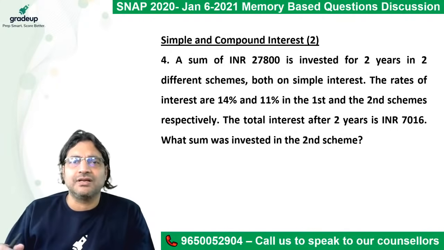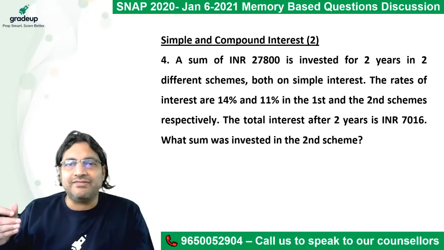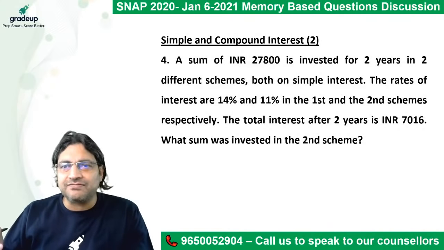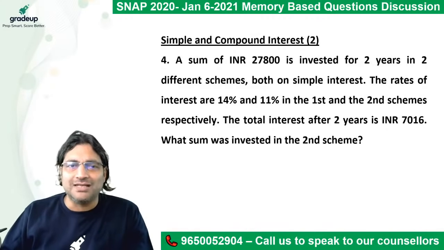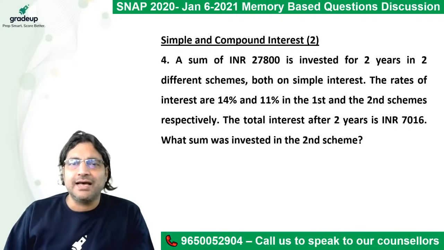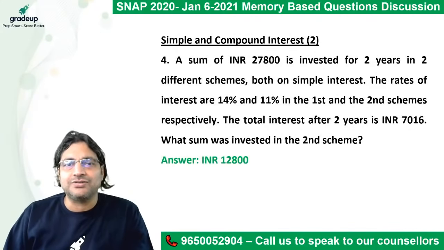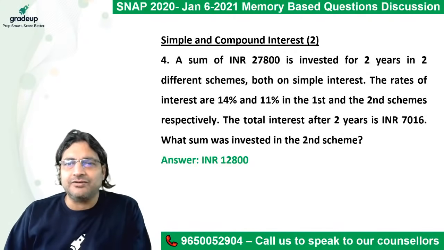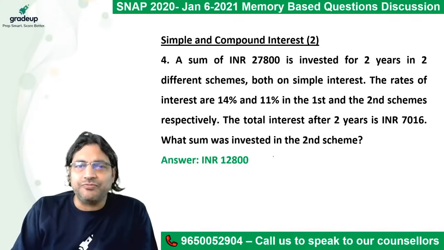The second question. A sum of INR 27,800 is invested for 2 years in two different schemes, both on simple interest. The rates of interest are 14% and 11% in the first and the second schemes respectively. The total interest after 2 years is 7016. What sum was invested in the second scheme? And the answer here is 12,800. I did it with the options. This was very clear to me.